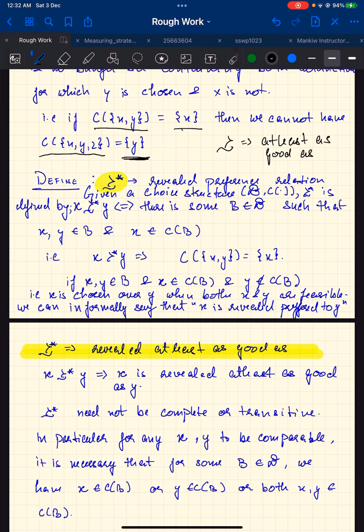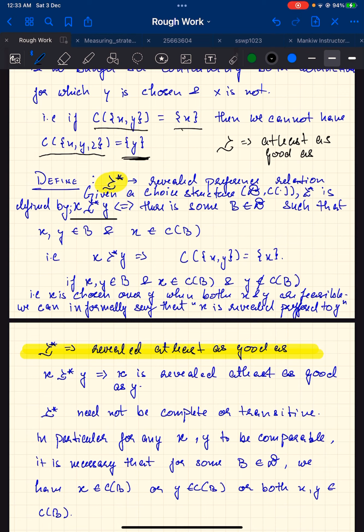So, defining the revealed at least as good as relation, we are saying that given a choice structure curly B and a choice rule C, X is revealed as good as Y is equivalent to saying that there is some B in curly B such that X and Y are in the budget set B and X belongs to the choice set of B. That is what we are saying: if X is at least as good as Y, it means that X and Y belong to a budget set B, and X belongs to the choice set of B.